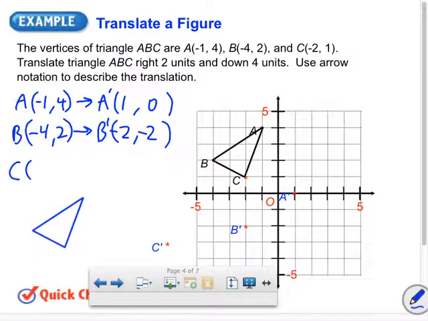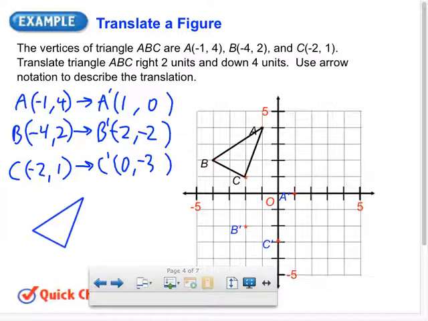Okay, now let's get C. And C we have is -2, comma 1. And what is C prime going to be? 0 and -3. 0, -3. Okay, so 0 I don't go left to right, but I do drop 3 places.